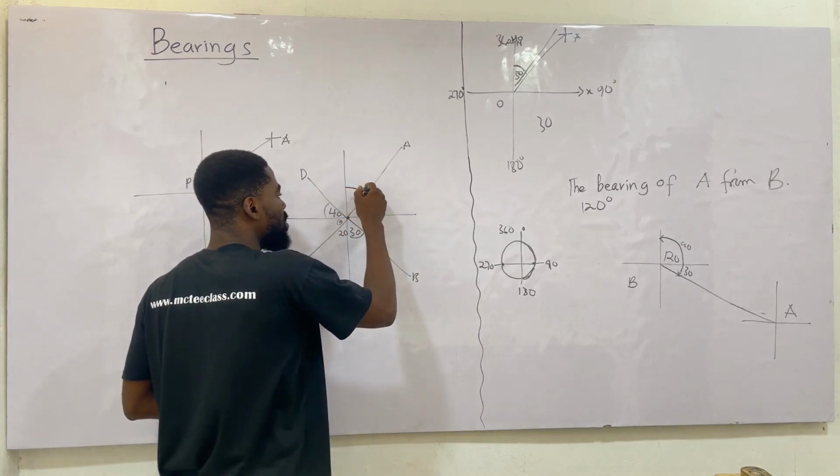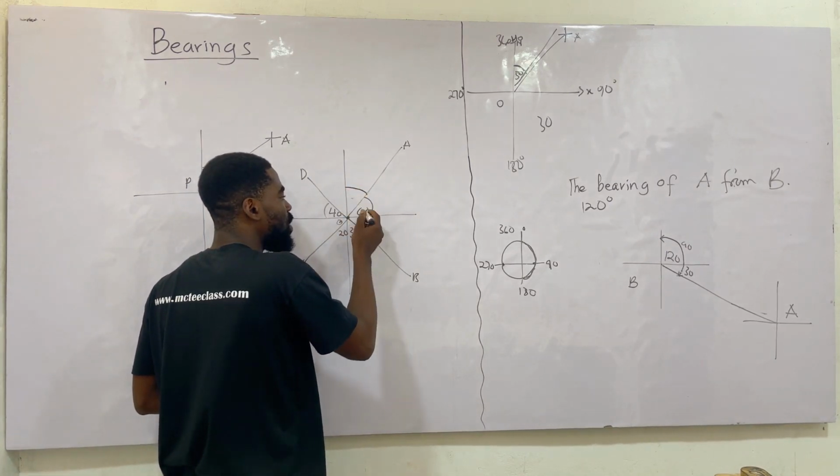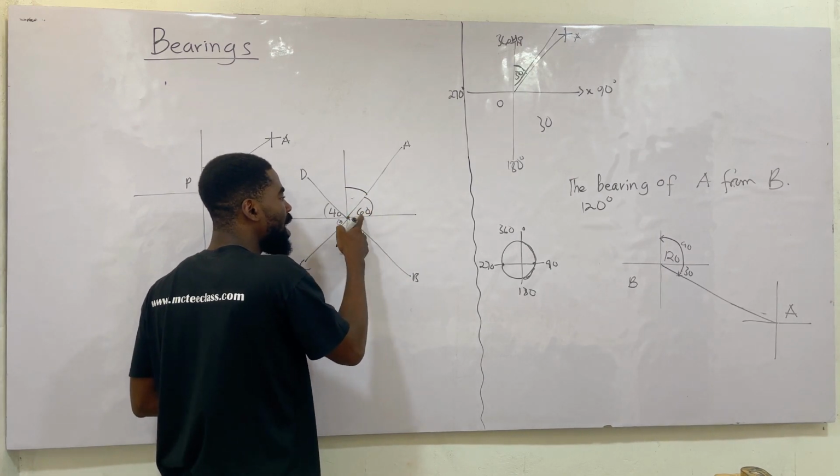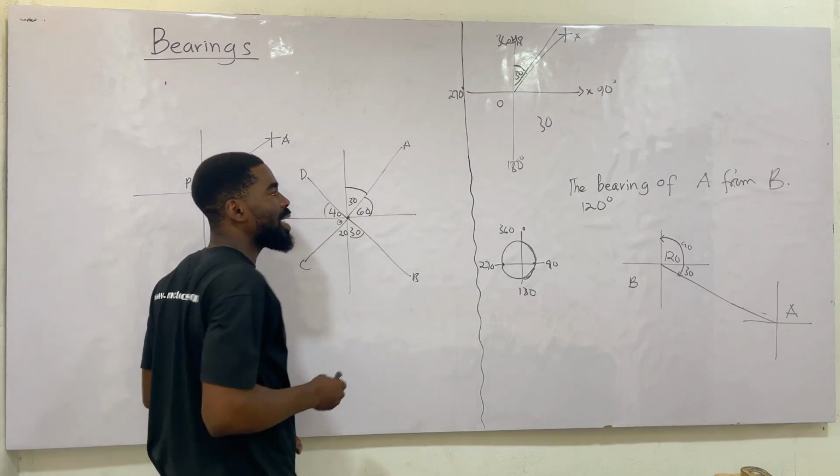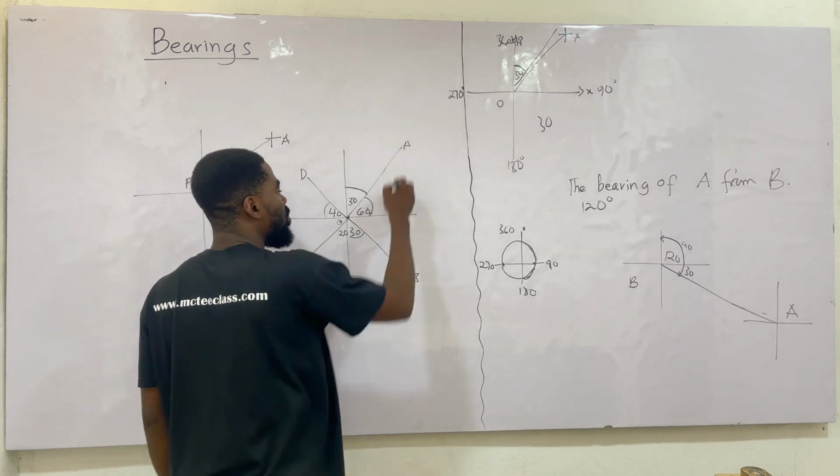I need to turn. What degree am I turning? I turn. What is left here? The whole thing is 90. So if here is 60, here becomes what? 30 degrees. Right? So the bearing of A is what?